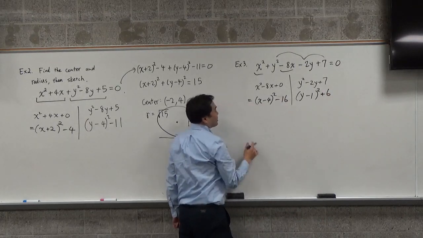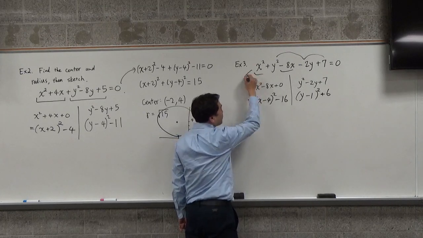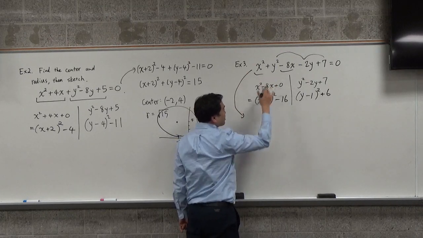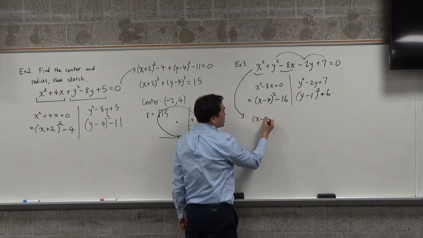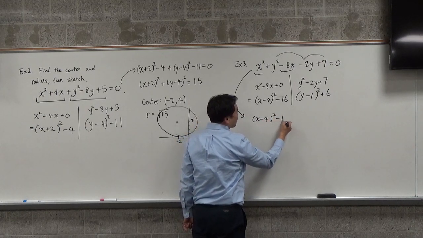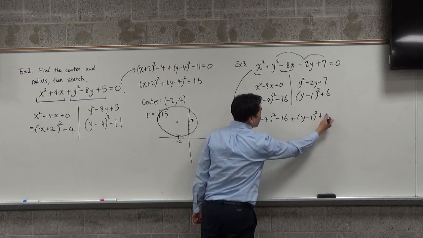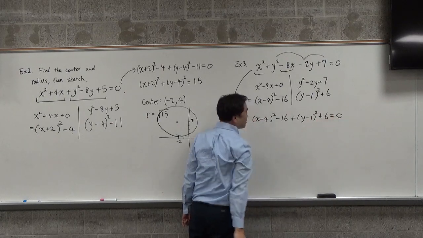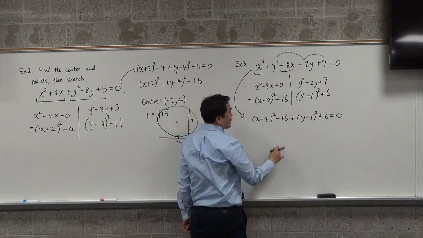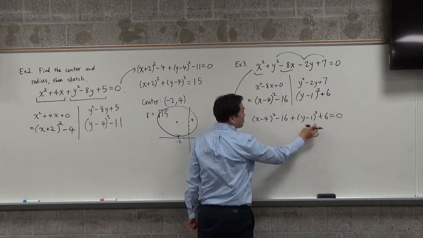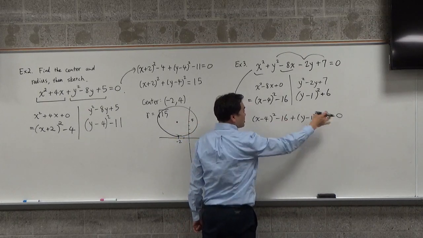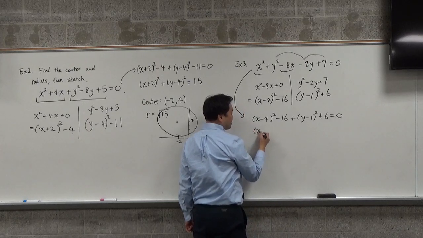Alright, therefore this entire thing on the left side will now become x minus 4 squared minus 16 plus y minus 1 squared plus 6 equal to 0. Okay? And then negative 16 plus 6 will be negative 10. Moving to the other side, you get positive 10, right?